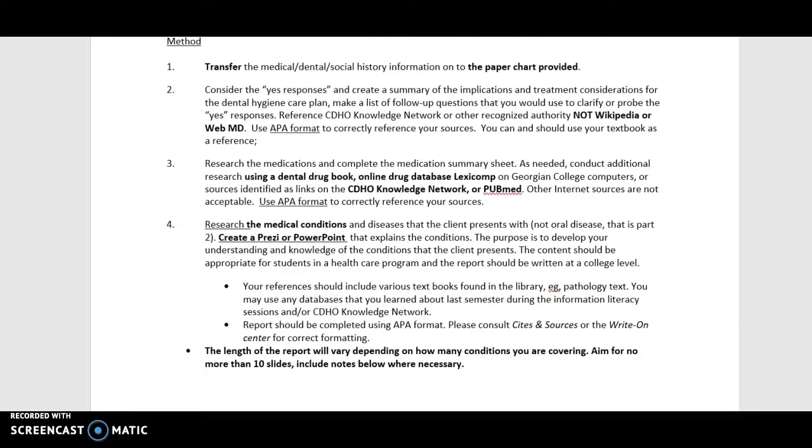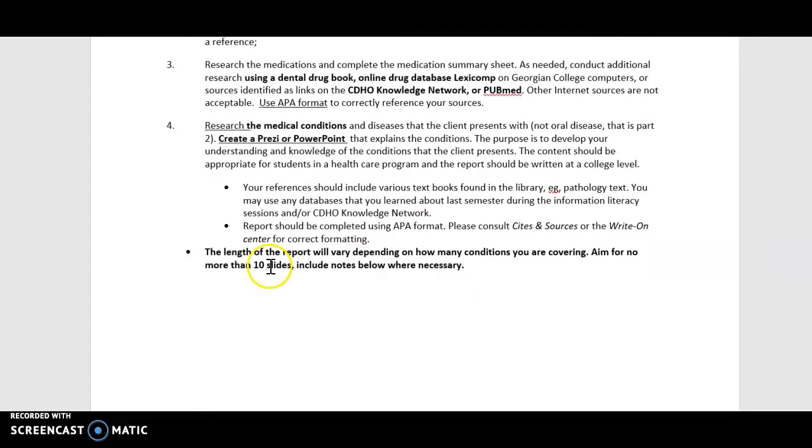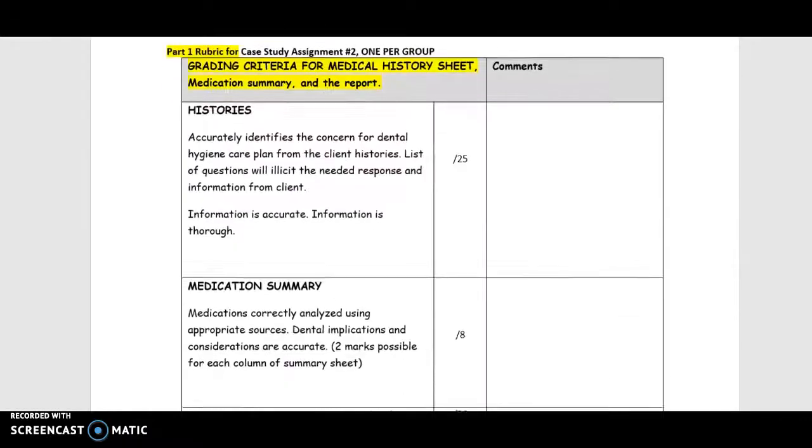And then finally, the last part is to research the medical condition or conditions, not the oral disease, but the actual medical condition that the client has. Okay, and that will be done in a slideshow, no more than roughly 10 slides. You can put notes in the notes section below. And again, this is just for me. It's not a class presentation, but it is to be written in a report style at the college level in a PowerPoint or Prezi. So that takes you through there.